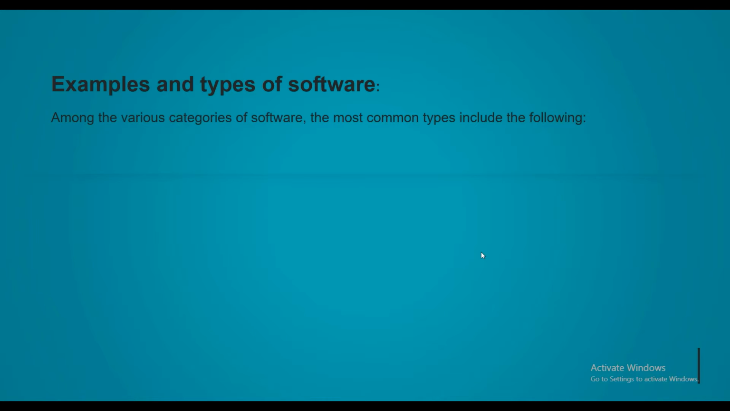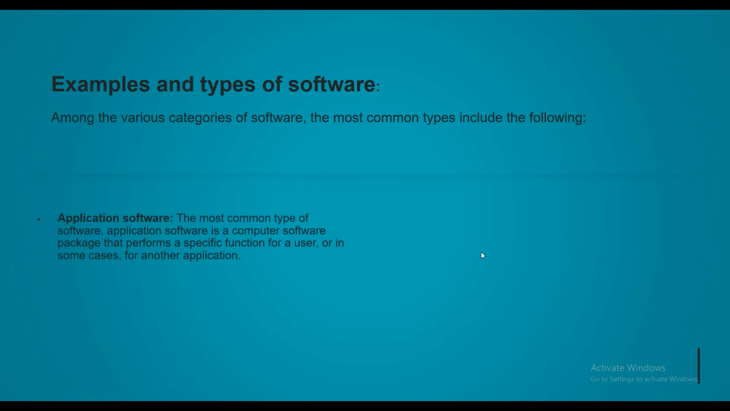Examples and types of software. Among the various categories of software, the most common types include the following: the main two types that we talked about, and the other two also. So the first one is application software, the most common type of software. Application software is a computer software package that performs a specific function for a user, or in some cases for another application, or it can be a group of programs that run the application for the user.